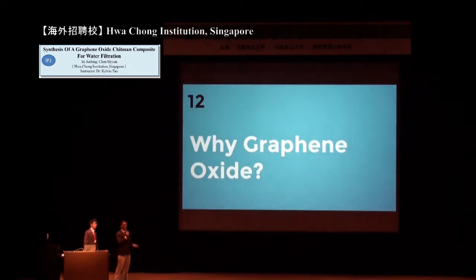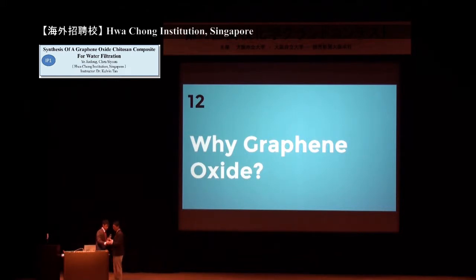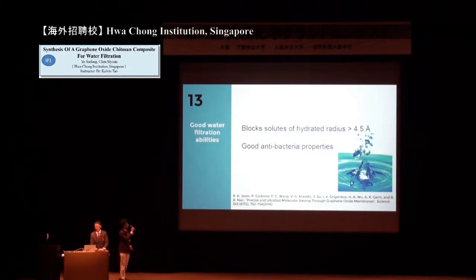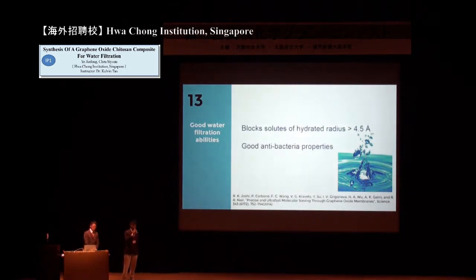And then the question comes, why did we choose graphene oxide out of all the materials out there? Graphene oxide has two properties that we want. One is that it is able to block solutes of hydrated radius more than 4.5 angstrom, which is very small. Second, it has good antibacterial properties.